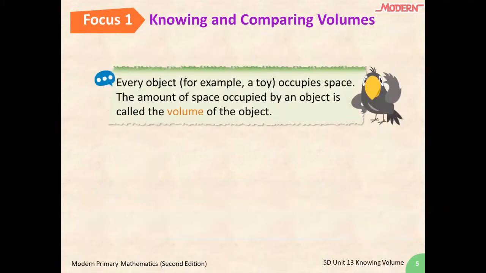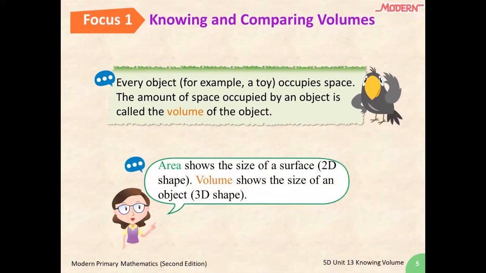Now, every object occupies space. The amount of space it takes is what we call the volume of the object. Remember, volume is used to calculate the size of an object or a 3D shape, while the area is used to calculate the surface area of the 2D shape.